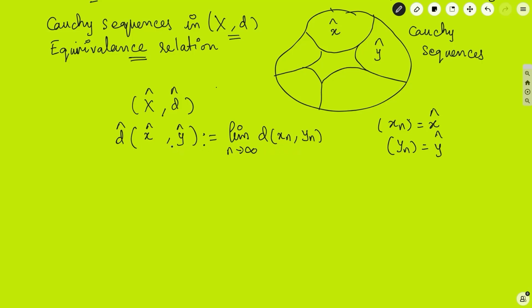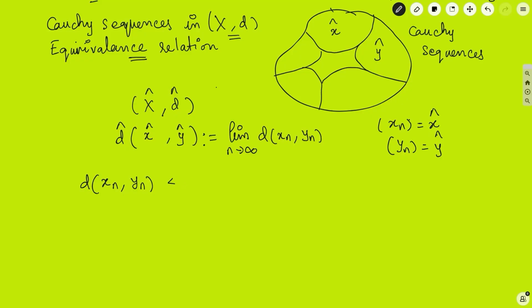And if so, is it a valid metric? Does it define a metric at all in this space? So there are a lot of problems, so we'll go step by step. The first thing is to show that this limit exists. So let's start with d(x_n, y_n). Well, what can we do here?